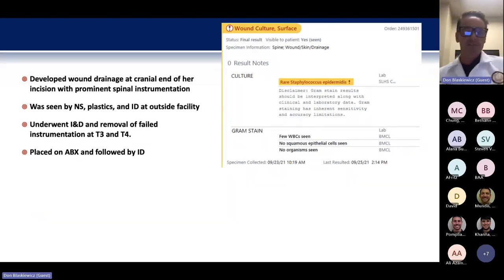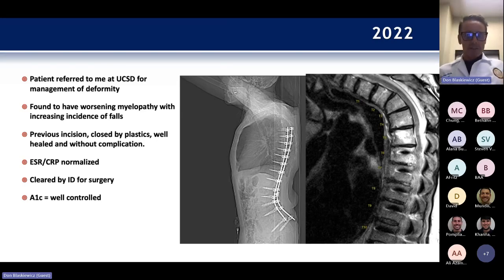She underwent I&D, removal of the failed upper instrumentation, and then she was placed on antibiotics and followed by ID. Her cultures grew out staph epidermidis. She was ultimately referred to me at UCSD for management of her deformity. She was found to have worsening myelopathy and increasing incidence of falls. Previous incisions that were closed by plastics were well healed without complication. Her ESR and CRP normalized, she was cleared by ID for surgery, and her A1C was well controlled.